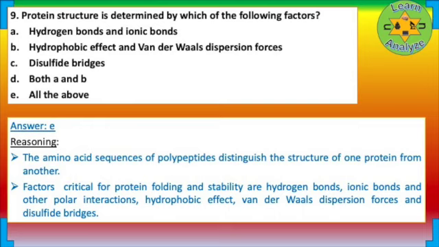The answer is E because the amino acid sequences of polypeptides distinguish the structure of one protein from another. Factors critical for protein folding and stability are hydrogen bonds, ionic bonds, and other polar interactions, hydrophobic effect, van der Waals dispersion forces, and disulfide bridges.